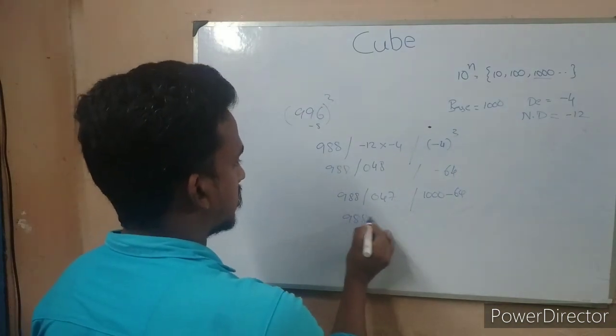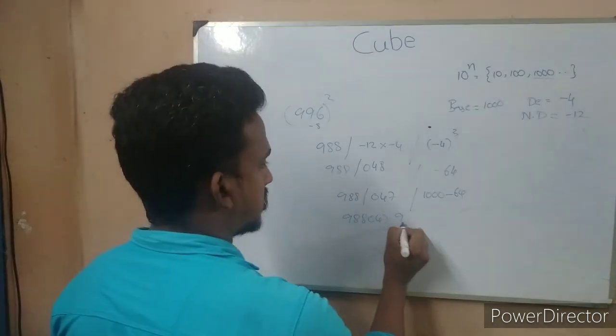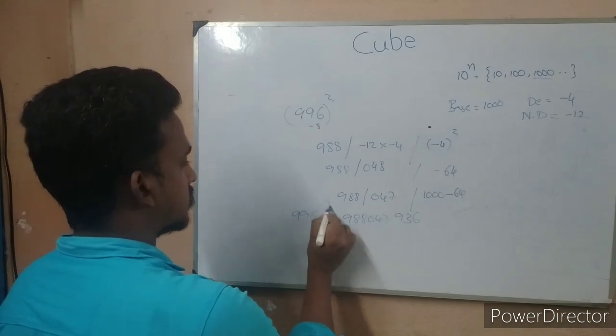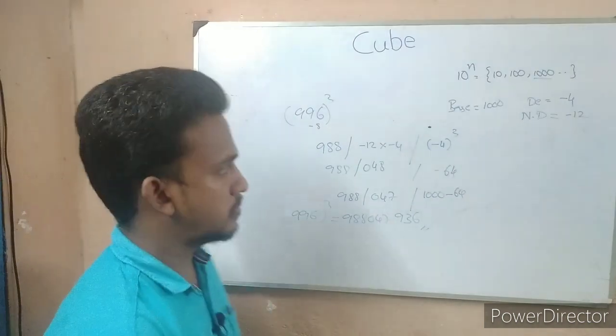So 988,047. What is 1000 minus 64? 936. This is the cube of this number. The simple way to find the cube of a number. Thank you.